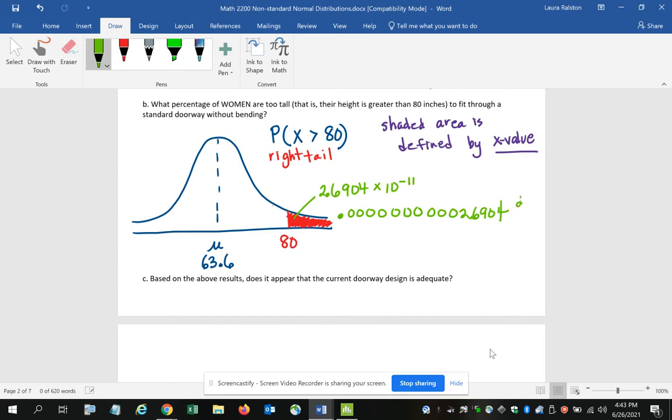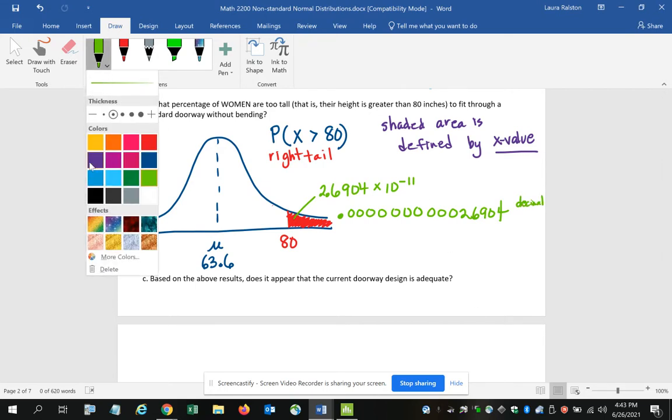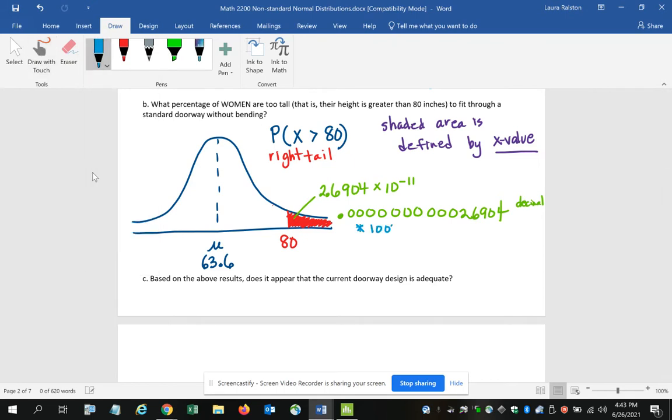But this would be the decimal. Again, if you change that to a percentage, which is the value you're asked for, you're going to multiply by 100%, which would give you 0.00000002694%. As I say, for all intents and purposes, all women will fit through a standard 80-inch door.